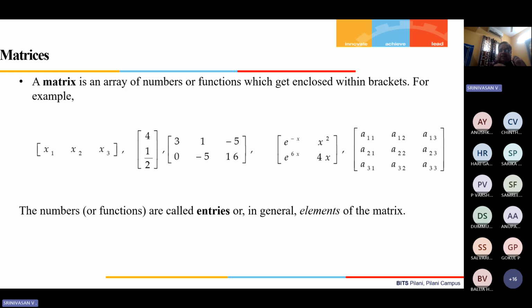So the second matrix is an example of a column matrix where you have two rows and only one column. How do you read it? First row, first column is 4. Second row, first column is your half. There is only one column, but there are two rows, so it is a column matrix. The first one had first row, first column, element x1, first row, second column, element x2, first row, third column, element x3. That means there is only one row, but there are three columns. So it is a row matrix.